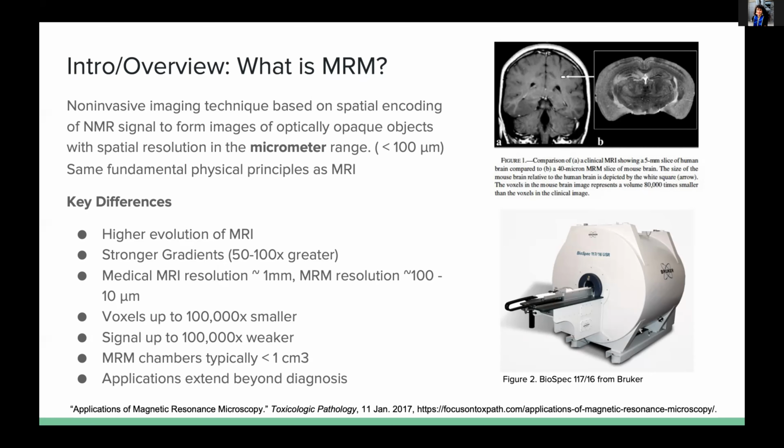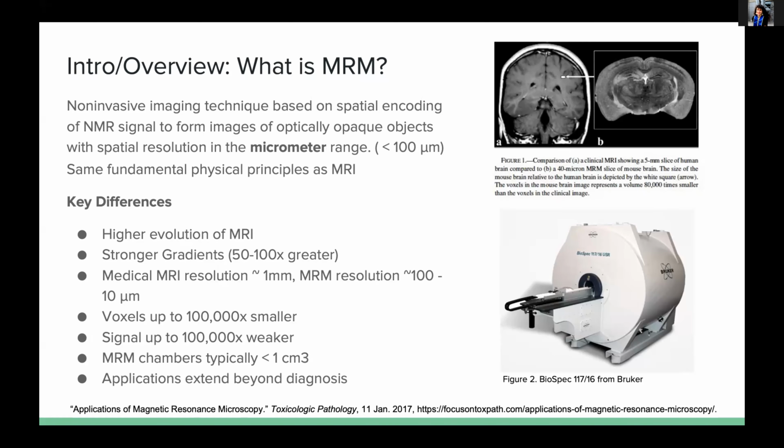Medical MRI resolution is around 1 millimeter, while MRM resolution ranges from 100 to 10 micrometers. The voxels are up to 100,000 times smaller, but this means that the signal is also up to 100,000 times weaker. MRM chambers can typically be around 1 centimeter cubed, and the applications of MRM extend far beyond just diagnosis, like with an MRI.